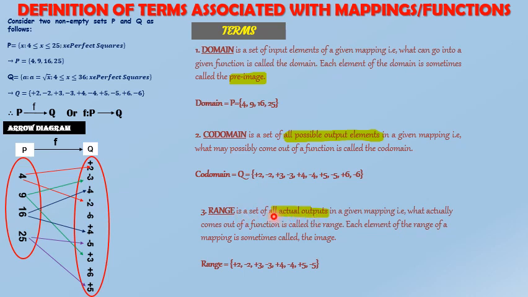And that's what we mean by range is a set of all actual outputs. That is, all elements of the codomain that are connected to at least one element in the domain make up our range. So, that is that about that. So these are the terms that are associated with either mapping or function.